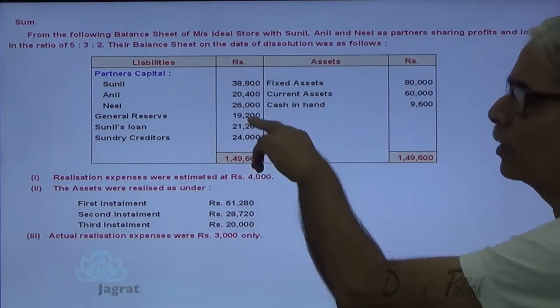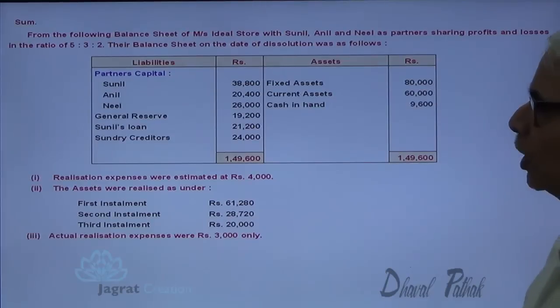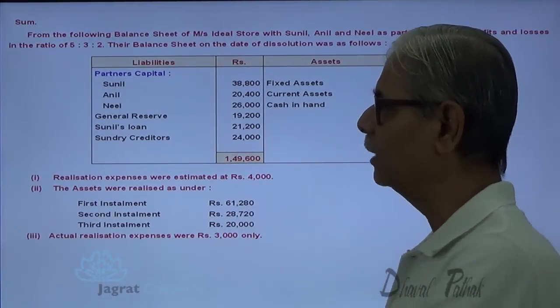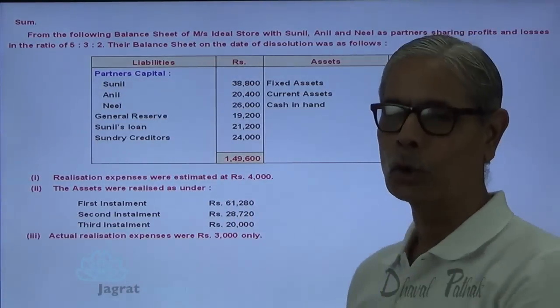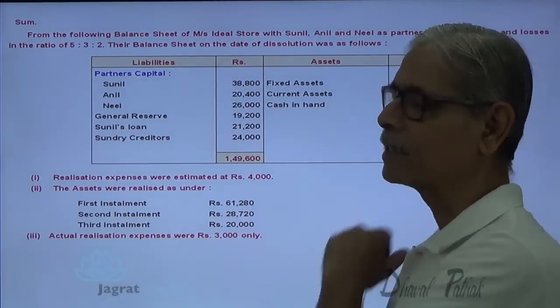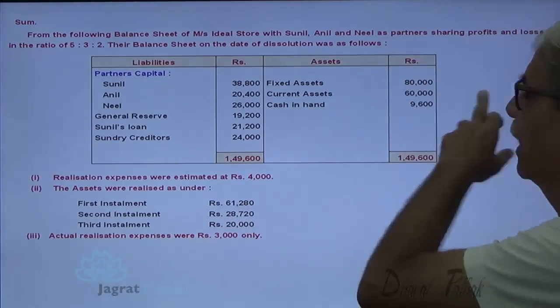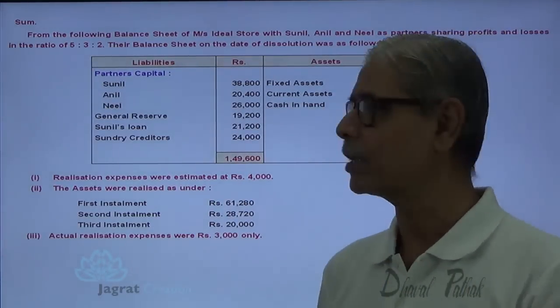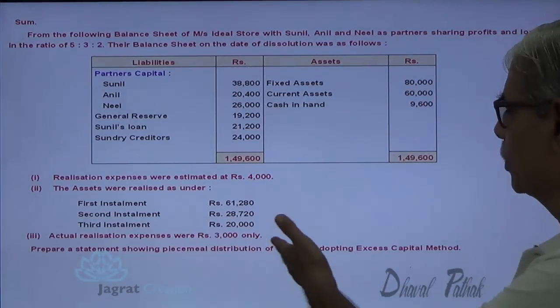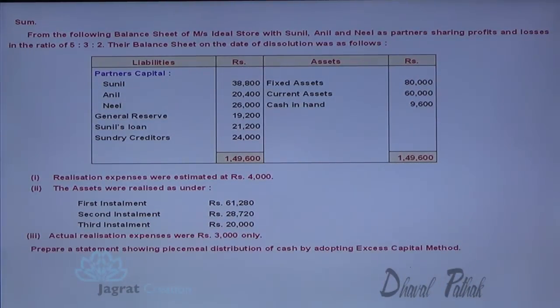Looking to the liability side, I should prepare the columns. So I will prepare a column for capital accounts of Sunil, Anil and Neil. General reserve will be distributed, so no need to prepare a separate column for general reserve. Sunil's loan and sundry creditors column will be prepared. Over and above, I will prepare a column for cash. Let me start preparing the columns. Prepare a piecemeal distribution statement by excess capital method.